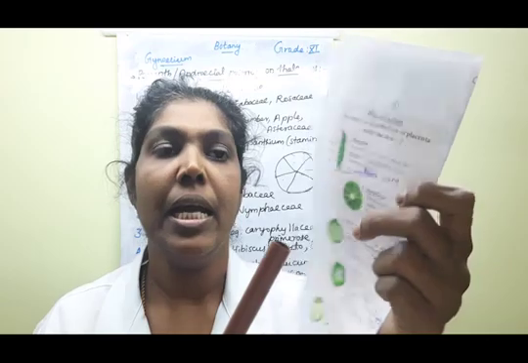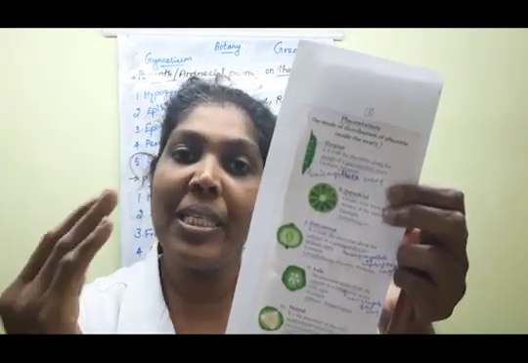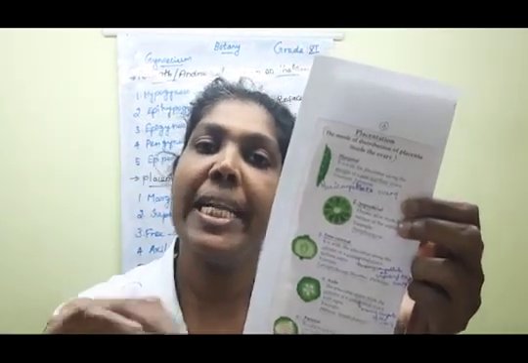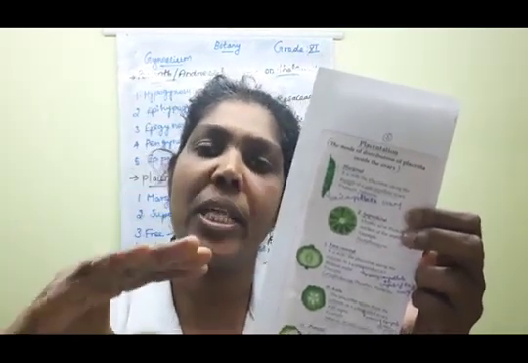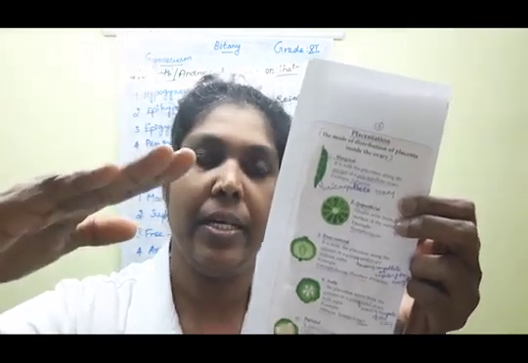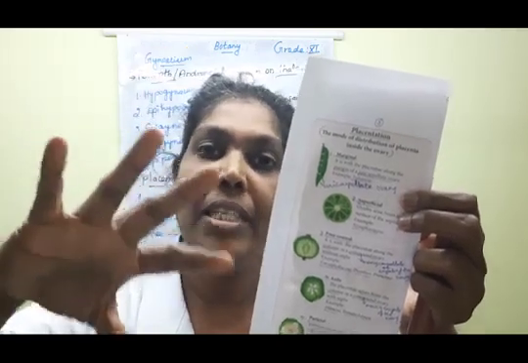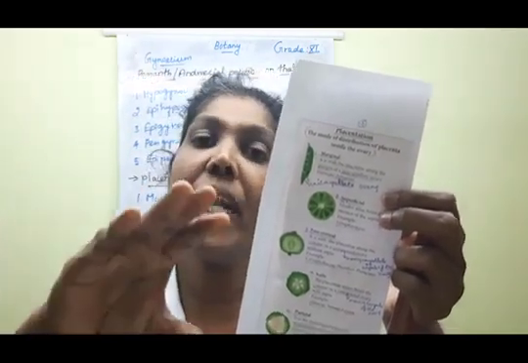Clear, children? Yes. Next one, free central. Free central is a type of placentation where the placenta is present along the central column, children. Here it is present in a multicarpellate ovary. Multicarpellate, or we also call it a compound ovary. Compound ovary means many carpels are present. That is what we call a multicarpellate ovary or compound ovary.